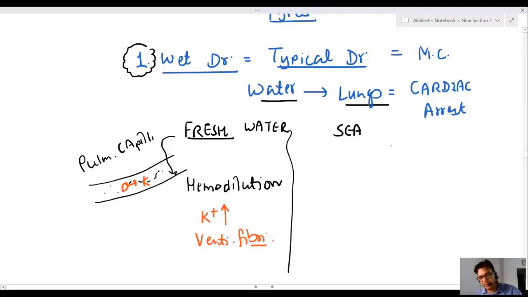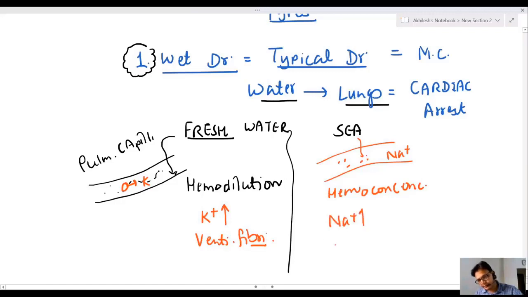But sir, what happens in sea water? Sea water already contains sodium. So sea water goes inside the blood capillary. It causes hemoconcentration. Here sodium increases, causing hypernatremia, and hypernatremia causes bradycardia.